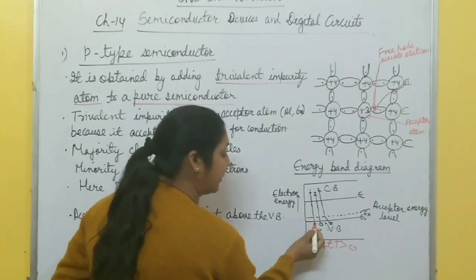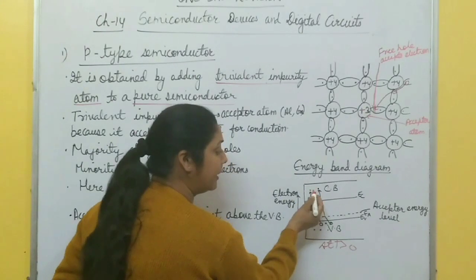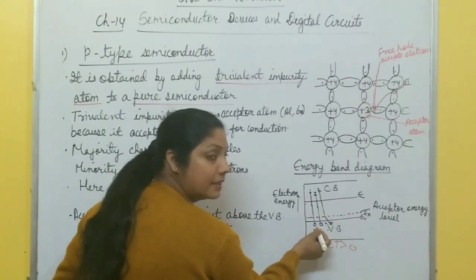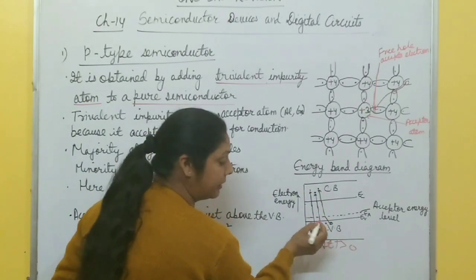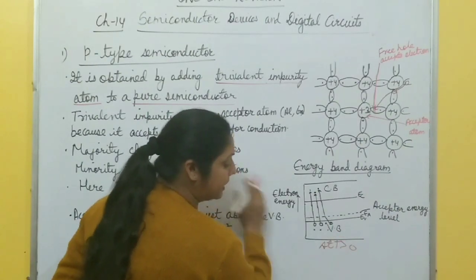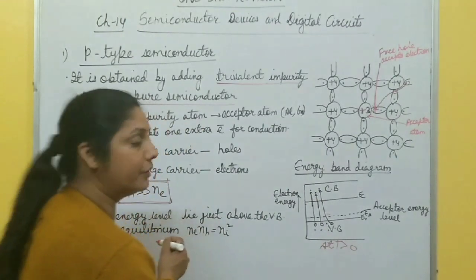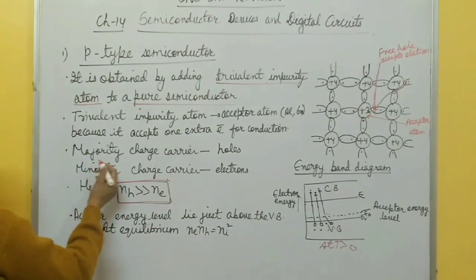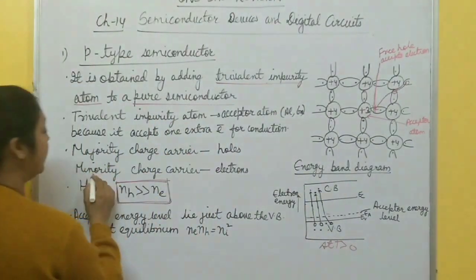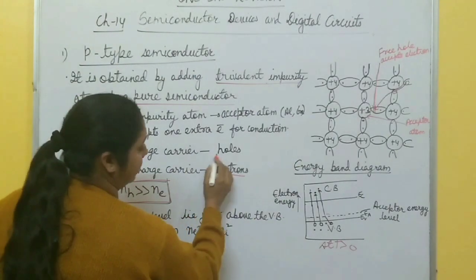So here when an electron moves from the valence band to the conduction band, the electron comes here and a vacancy is left in the valence band, so holes are created here. So in this p-type semiconductor, the number of holes is greater than the number of electrons. Right, now here the majority charge carriers are holes and the minority charge carriers are electrons, right?